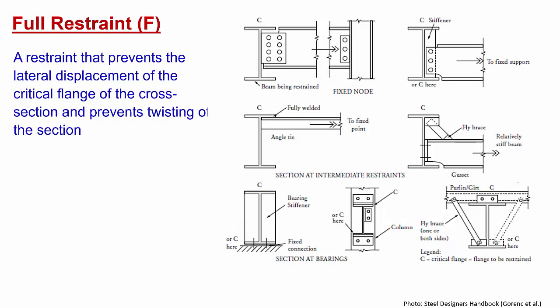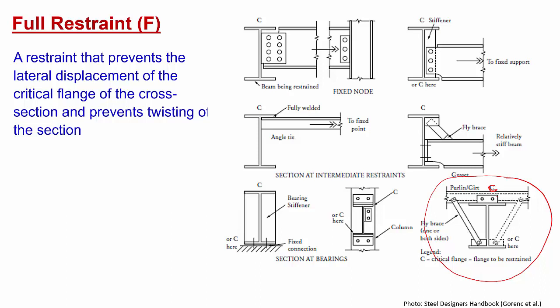Again, this one, as we showed earlier in the rail beam structure, the I section is connected to the purlin, and there are fly braces connected to the tension side. Again, the critical flange is denoted by C here. So there is no possibility of lateral displacement as well as no possibility of twisting.